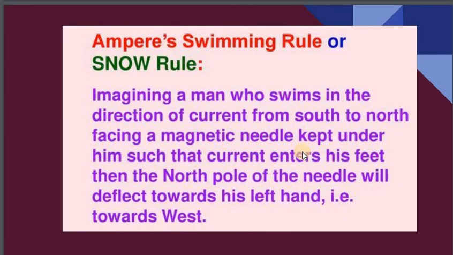This is also known as SNOW rule. Imagine a man who swims in the direction of the current from south to north facing the magnetic needle kept under him, such that the current enters his feet, and then the north pole of the needle will deflect towards his left hand, that is towards west.